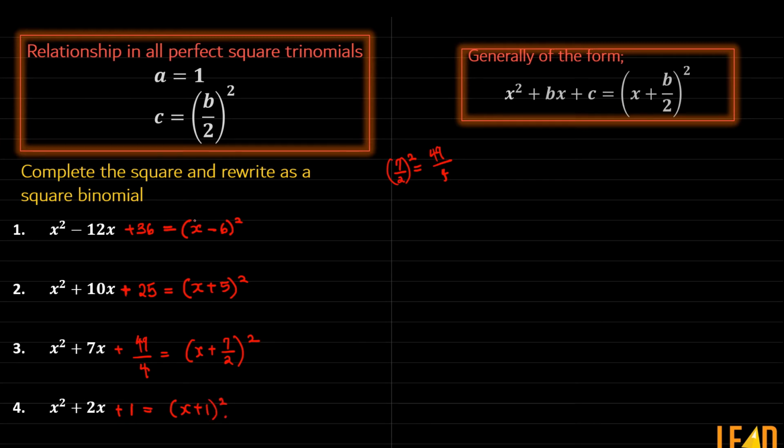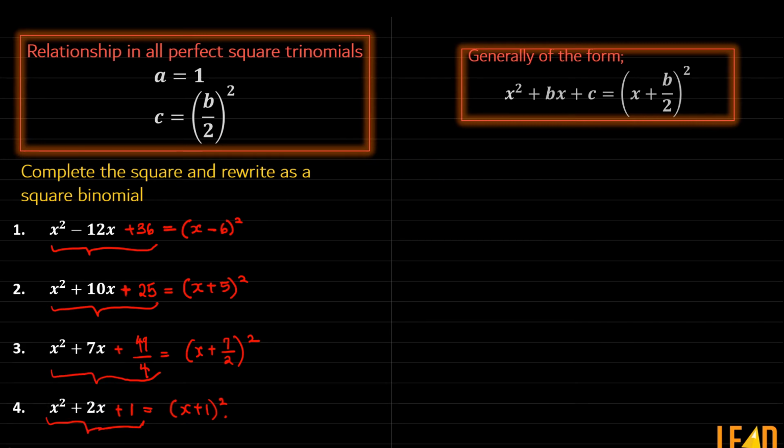Good. So I just wrote them first as perfect square trinomials, right? And then we were able to write them as the equivalent square binomial. Okay, good. Let me wipe this off. I might need the space.